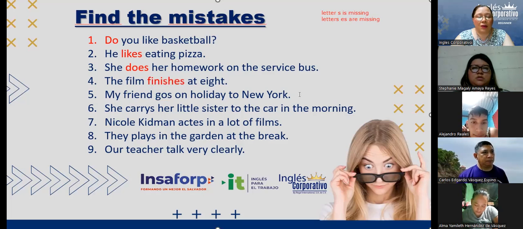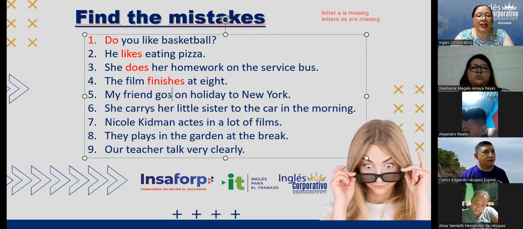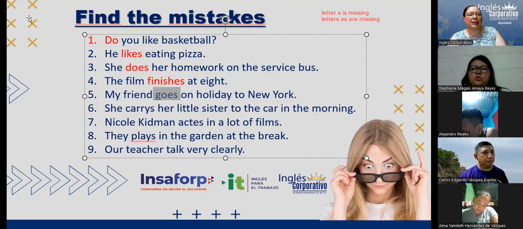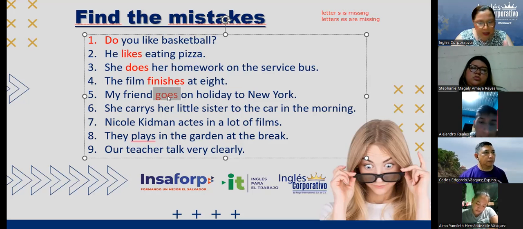My friend goes on holiday to New York. Is there a mistake in this sentence? The letter E is missing. It's missing, right? So where does it go? Does it go after letter S or does it go before letter S? Before letter S. Very good. So my friend goes. Yeah, this is the correct spelling, goes. It's not only with letter S, right? We need letters ES.